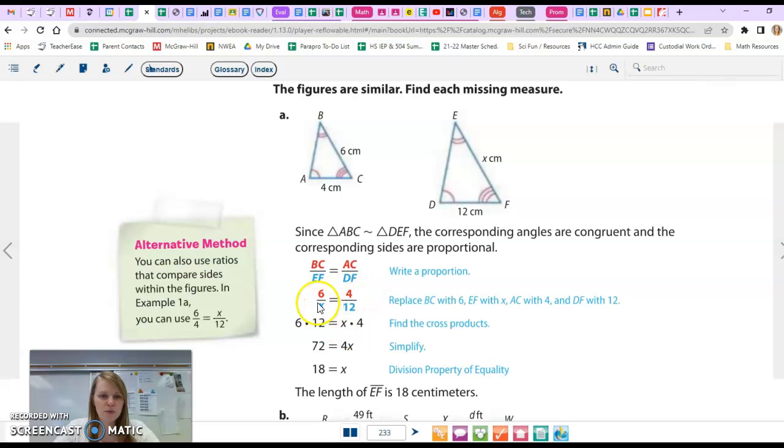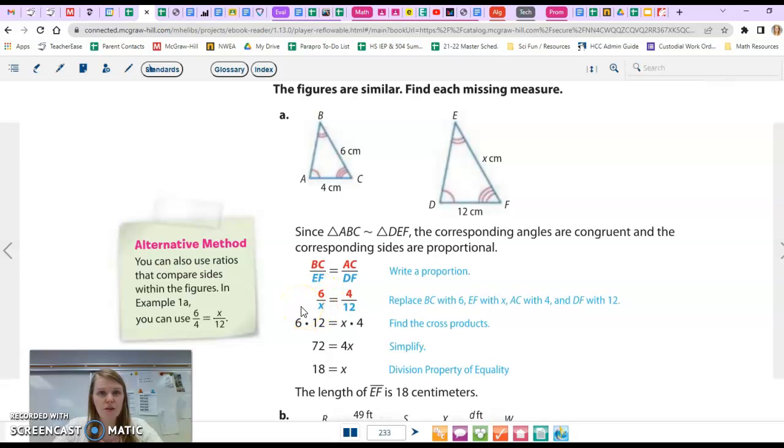Now you can cross multiply and divide. 6 times 12 equals 4 times X. Then simplify, then divide by 4. Now one question might be, what if I didn't set it up that way? How would I know to put the 6 in this position and the X here?